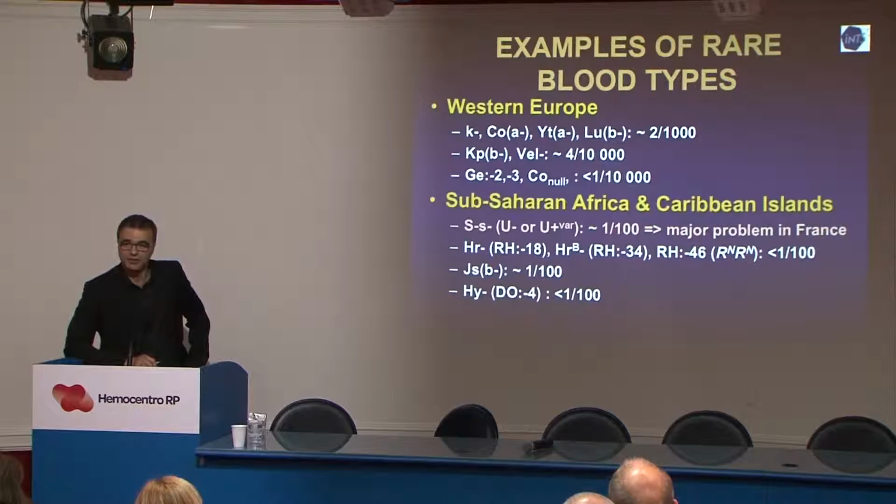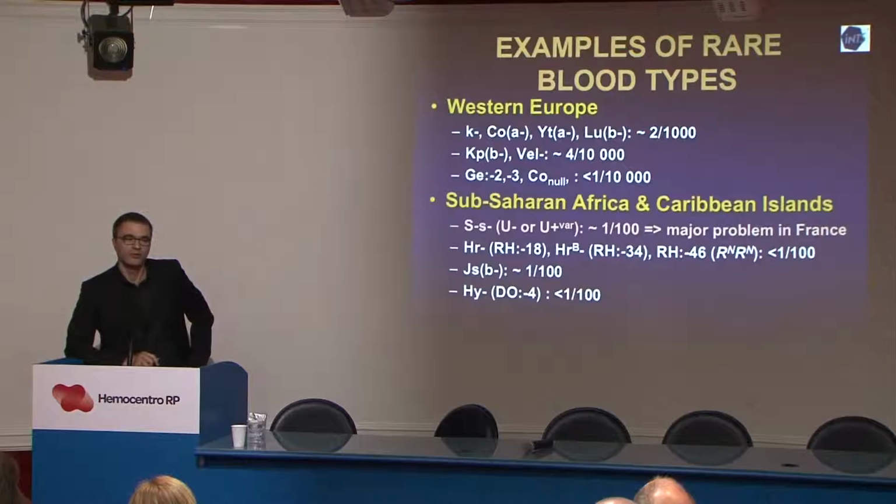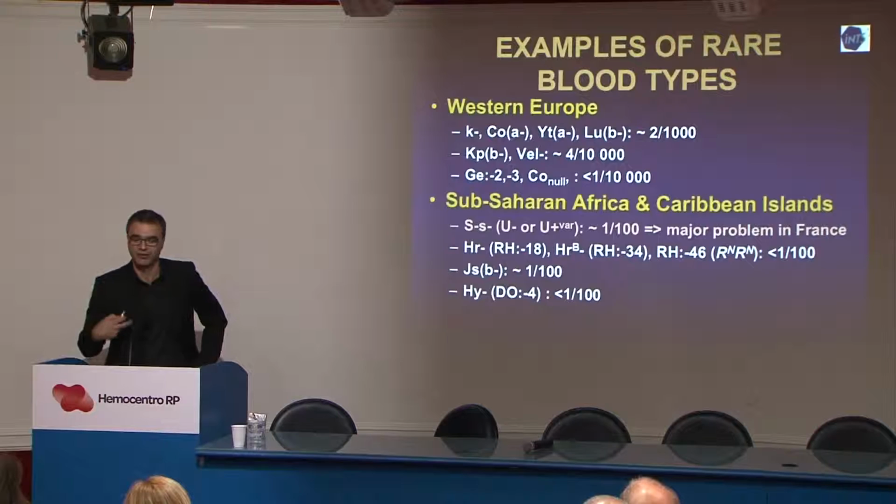The first one here, big S negative, little s negative, this might be U negative or U plus DAR, it's just a little bit of difference anyway. It's a real problem in France because we have quite a lot of sickle cell disease patients with this rare type, and when they make the corresponding antibody, that's to say anti-U, it's a real challenge to find compatible blood. So we have to get blood from the National Rare Blood Bank, and this is our lab that takes care of this blood bank at the biomedical level.